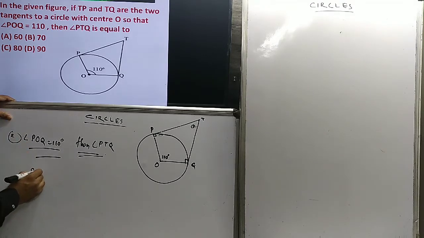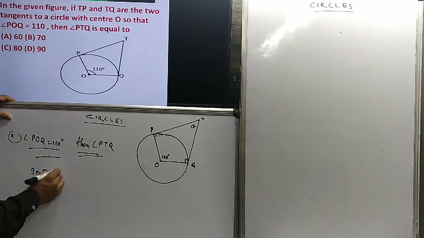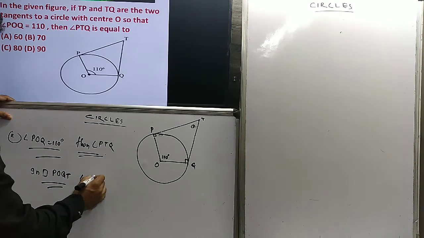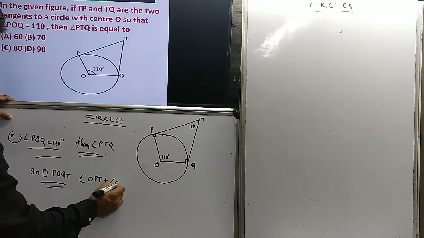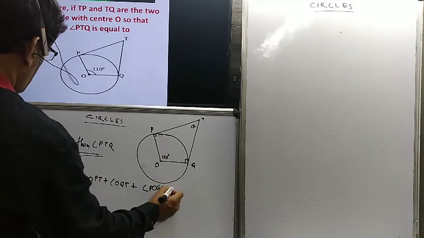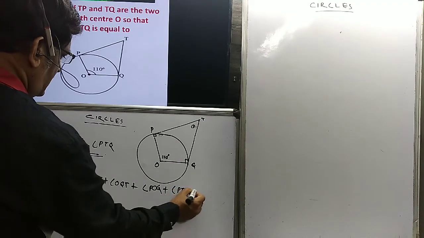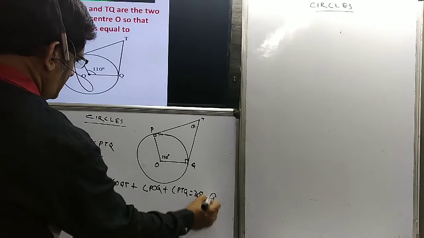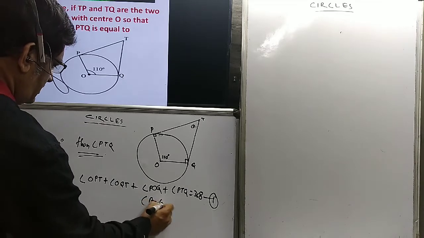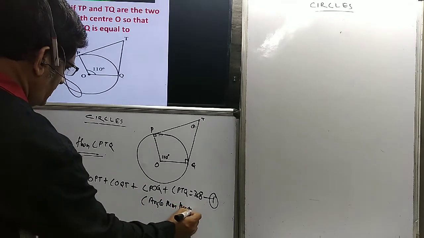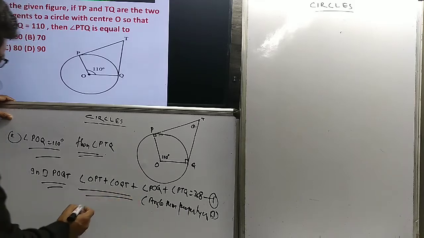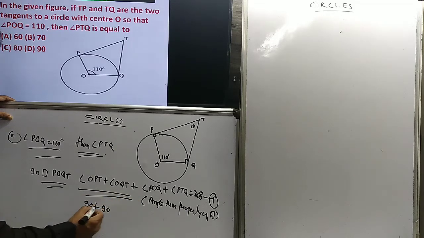What we can say is, in quadrilateral POQT, angle OPT plus angle OQT plus angle POQ plus angle PTQ is equal to 360 degrees. This is equation number 1. Reason: angle sum property of quadrilateral. Out of which these two angles are 90 each. This angle is 90 and this angle is 90.